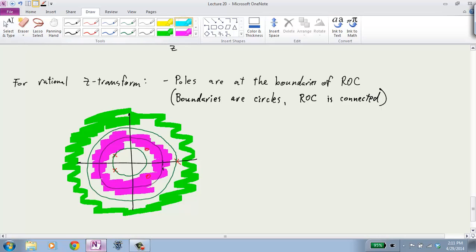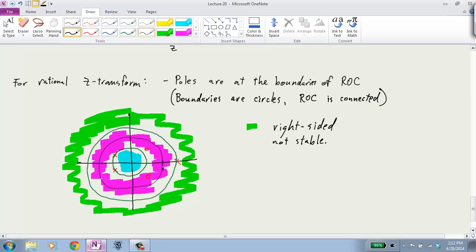And you can have one that's inside. And what can we say about these three situations? The green one, what do we know about the signal that would have that Z transform? Yes, so it's right-sided. Okay, is it stable? It's not stable, and that was determined because the unit circle is not in that region of convergence. So the Fourier transform would not work for that signal. It's a signal that's growing to the right.